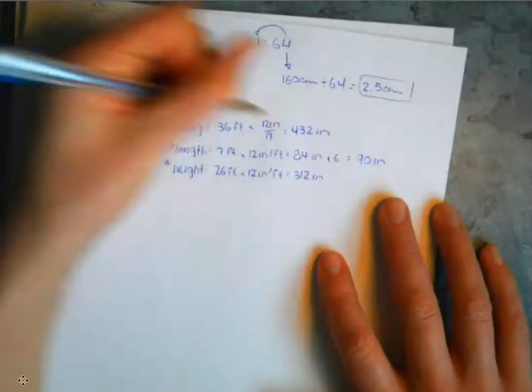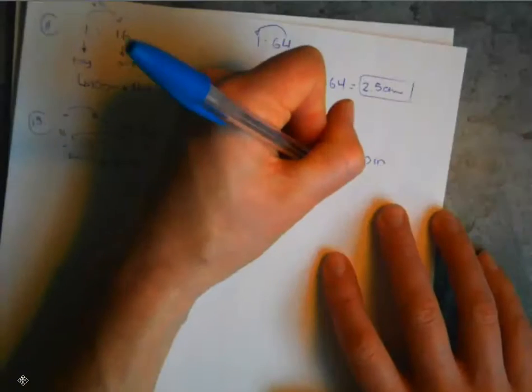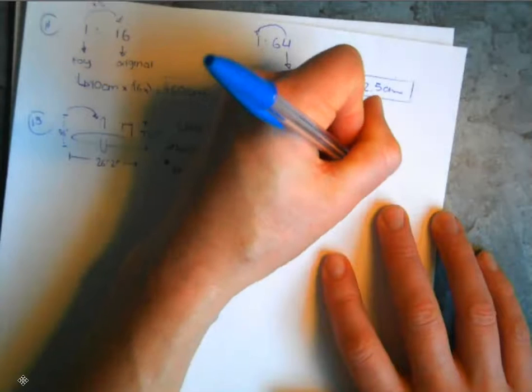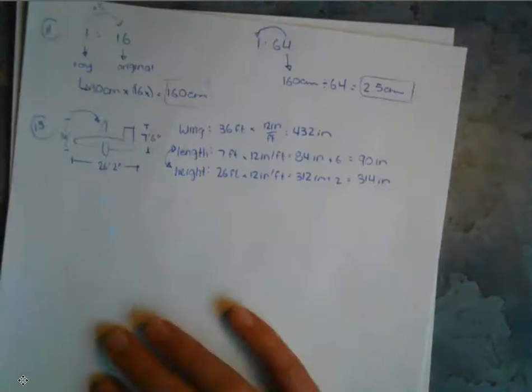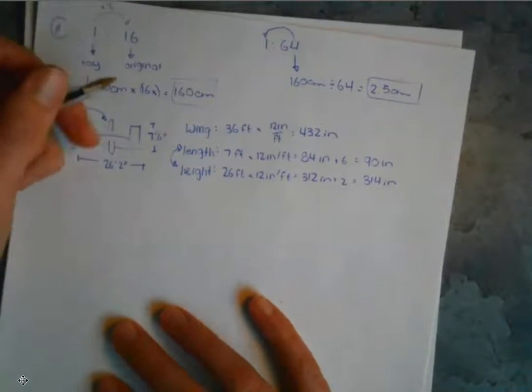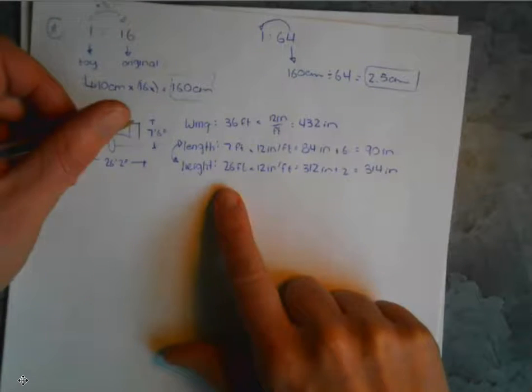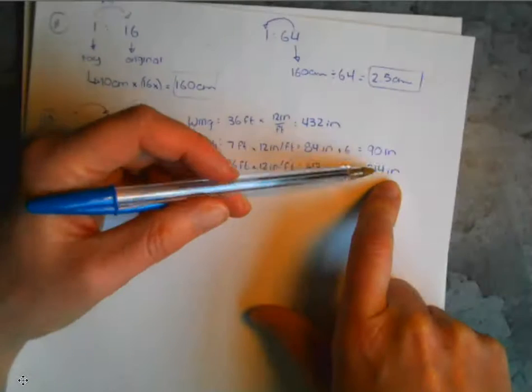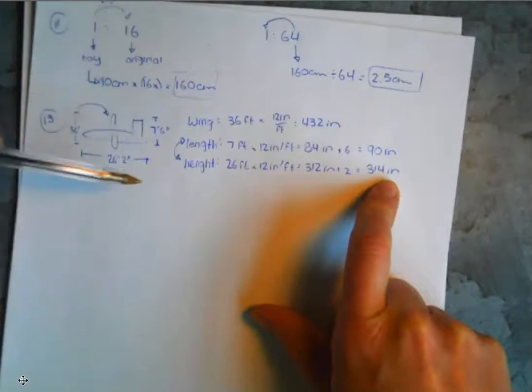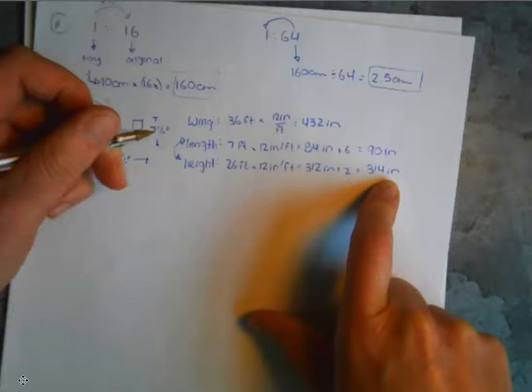And then we just want to add on the extra 2. That gives us 314 inches. Okay, so now we have all of our inches. The next thing we want to do is solve for this scale. So it said in this scale, it's 1 to 20. So that means there's 20 units in the original for every 1 in the model.